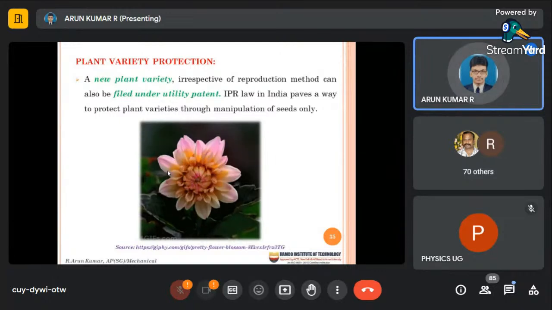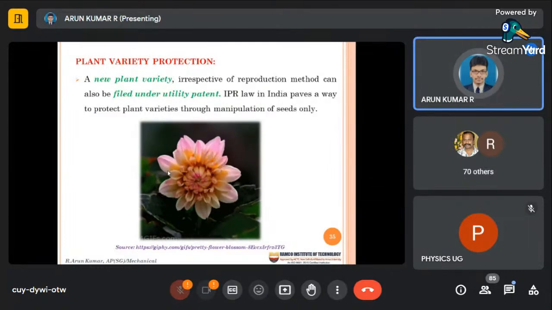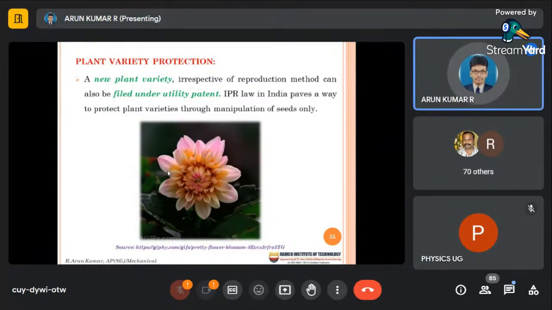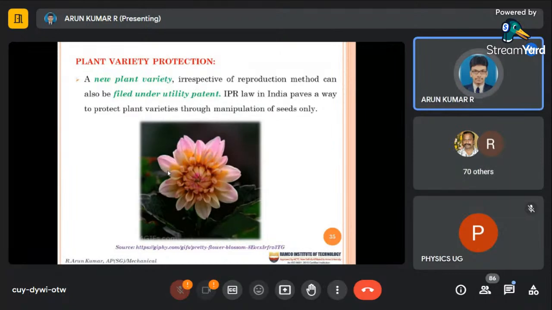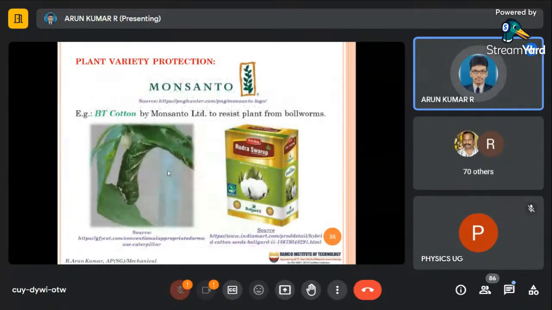So any invention which falls under this category, that is under the plant kingdom, can be protected under plant variety and farmers right protection. As far as this PVP is concerned, the tenure of protection is 15 years in case of plants and 12 years in case of trees. So that is what plant variety and farmers right protection is in India.